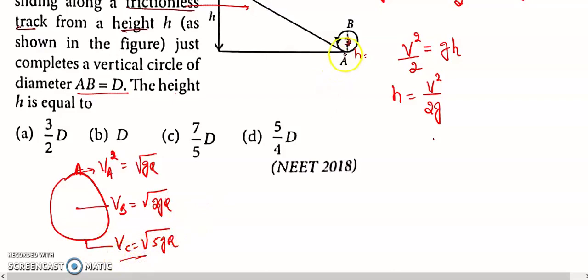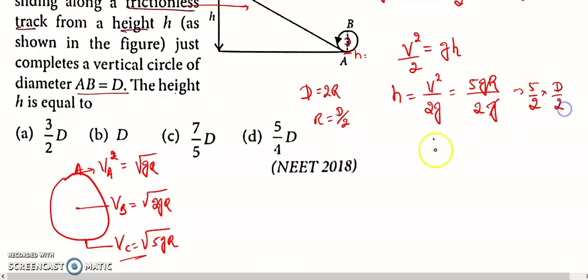At the bottom, v square is equal to 5gr, so h is equal to 5gR divided by 2g. The g's get cancelled, so that is 5 by 2 times R. The diameter is equal to 2 radius, so the radius is equal to diameter by 2. So the height is equal to 5/4 D.